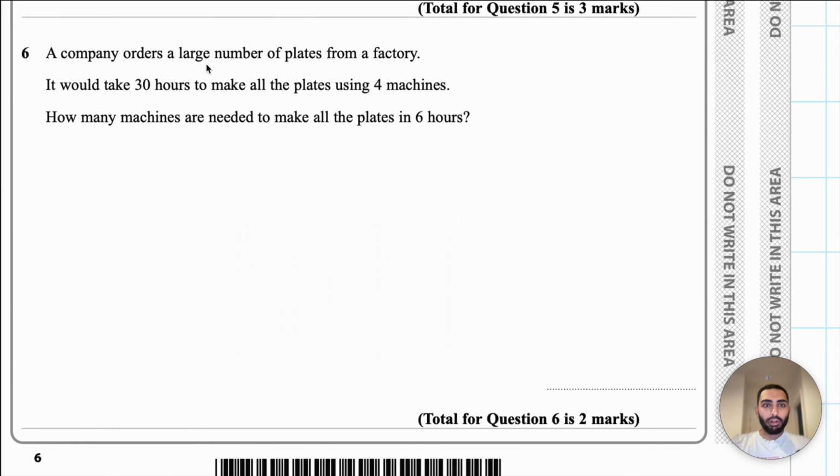Question 6. A company orders a large number of plates from a factory. It would take 30 hours to make all the plates using 4 machines. How many machines are needed to make all the plates in 6 hours?